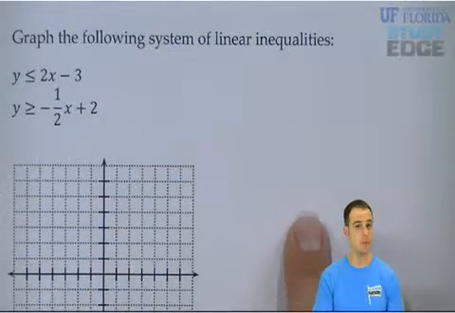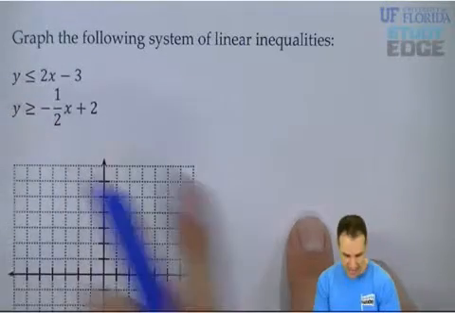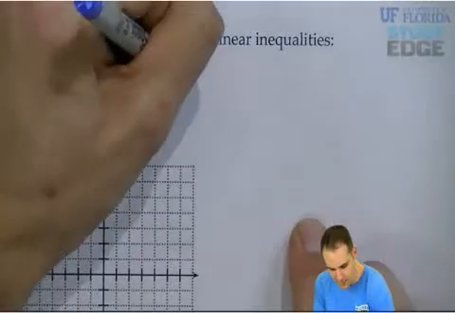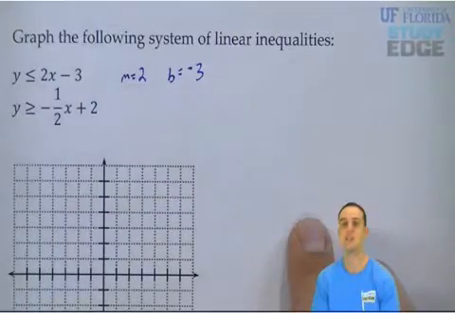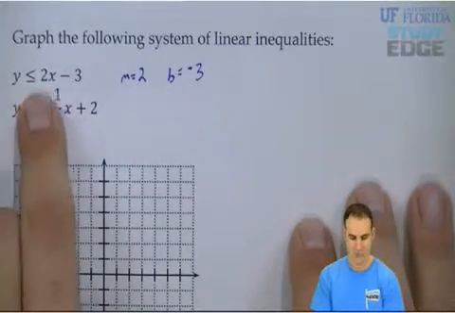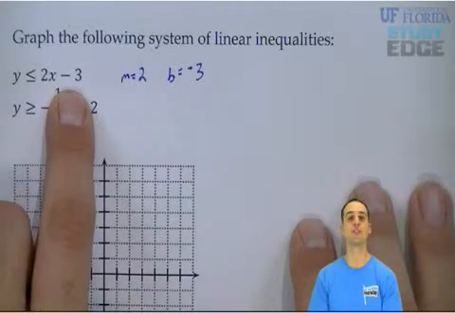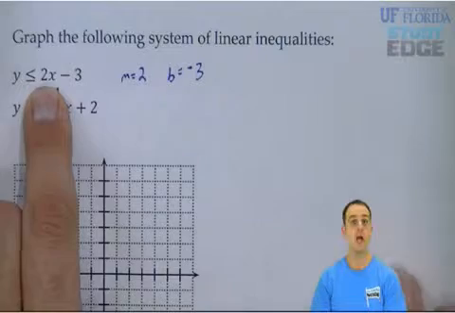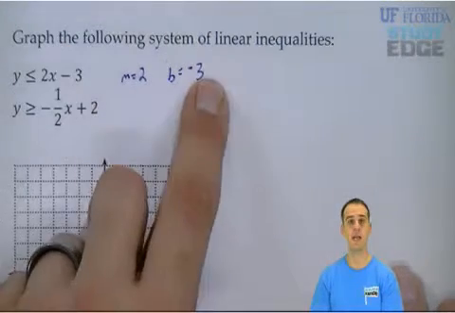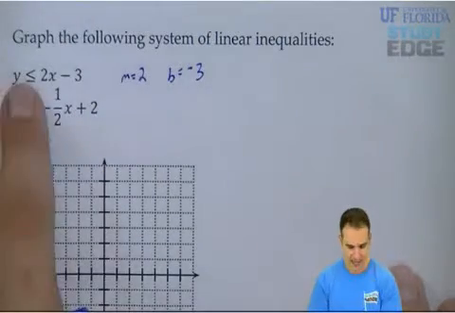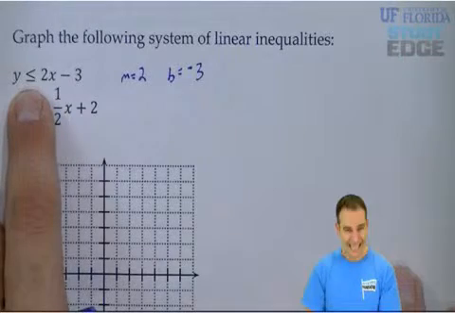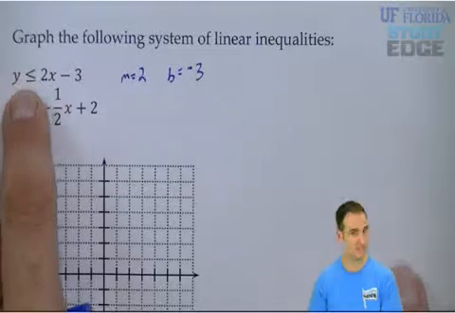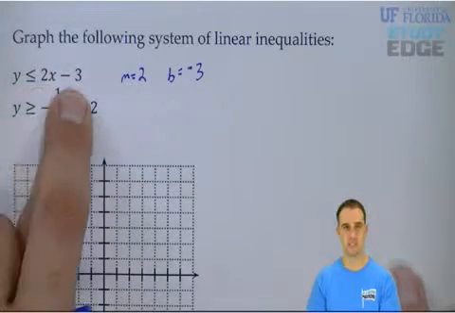Remember what we do. Make sure it's y equals, and hey, it is. The slope is 2. The y-intercept is negative 3. As long as it's in the form y equals mx plus b, the slope m is the number in front of x, the coefficient. The constant by itself is the y-intercept. And it's not going to be equal because this is an inequality. So in this case, it is y is less than or equal to 2x minus 3.